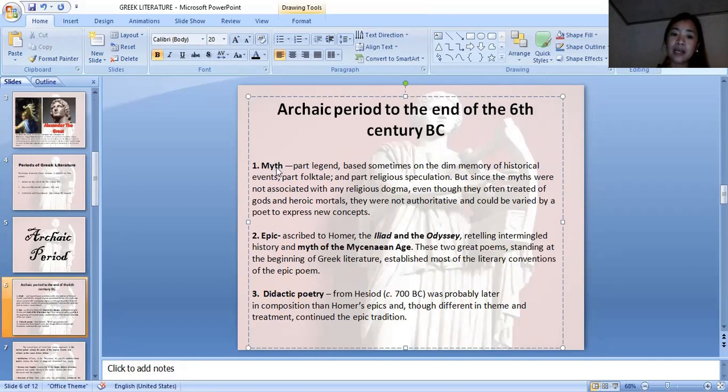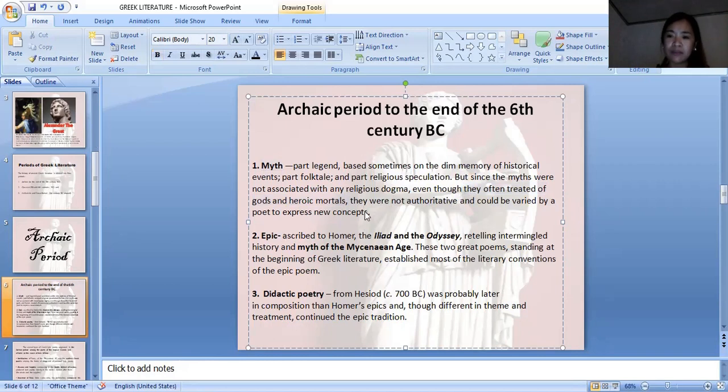Okay, myth. Ngayon naman ang assignment nyo dito sa archaic period is you are to search for a myth na sinulat during the archaic period. At least one. Write it on your notebook, send it to me. Okay? Myth is a part of legend based sometimes on the dim memory of historical events, a part of folktale, and part of the religious speculation. When we say myth, they often treated of the gods and heroic mortals.